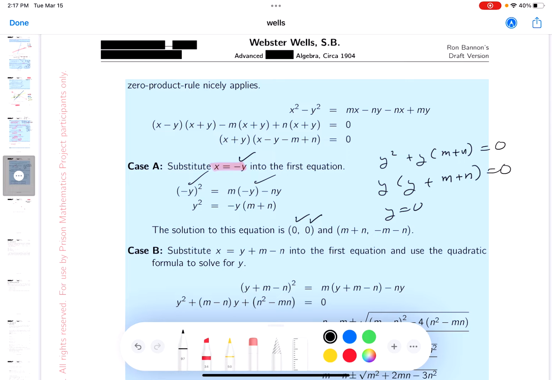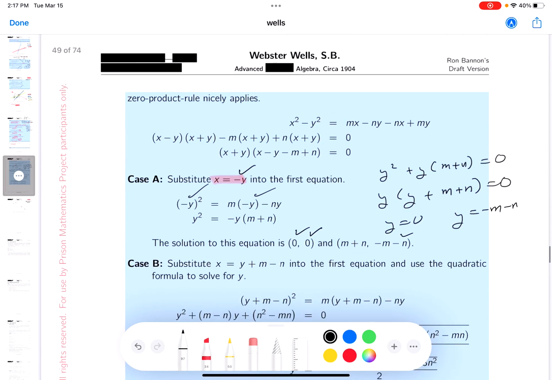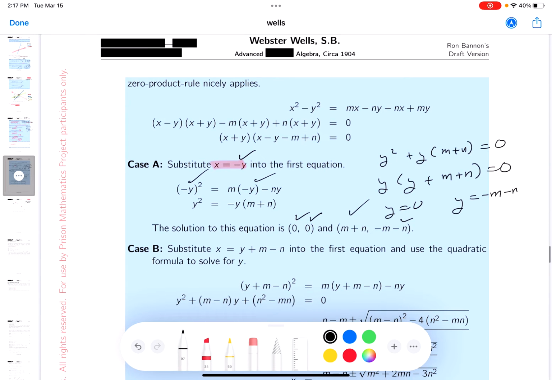It's going to be 0. What else could y be? It could be minus m minus n. That would make that 0 as well. That's written over there. What do I do to get the x? Take the opposite of it, m plus n. Works beautifully. It really does.